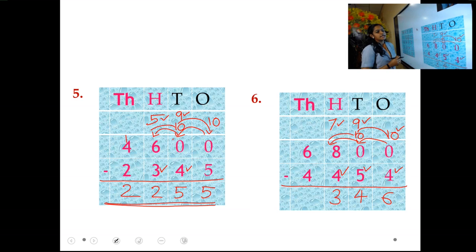Now the last place, thousands place. 6 and 4. What will we get, 6 minus 4? Just think about it, count backward. What will we get, 6 minus 4? That is 2. Isn't it? So the answer is 2346.